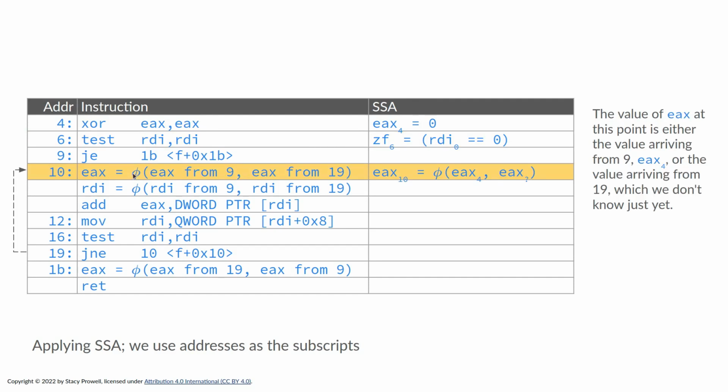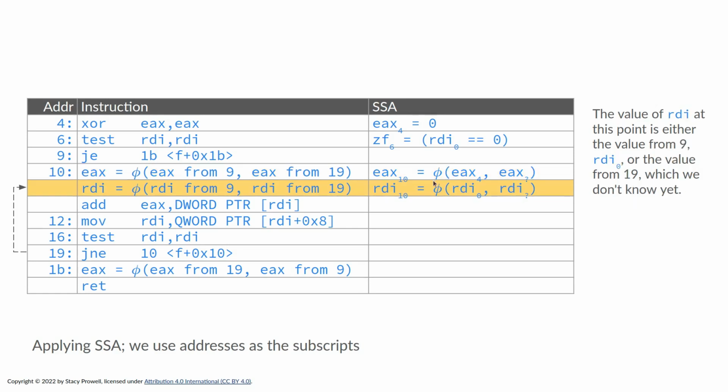Now we come here to 10, and we have the first of our phi functions. EAX from 9, so we look up here, there's 9, doesn't mention EAX. Look here, it doesn't mention EAX. Here it is, EAX4. So the value that's going to come to us from 9 is EAX4, so I'll fill that in the first slot of my phi function. EAX from 19, that's down here, and I haven't figured it out yet, so I'm going to leave that with a question mark. I don't know what that is yet. I do the same thing for RDI. RDI was not changed here, so its value is still the initial value. And then alternately it's whatever comes back from 19, and I don't know what that is.